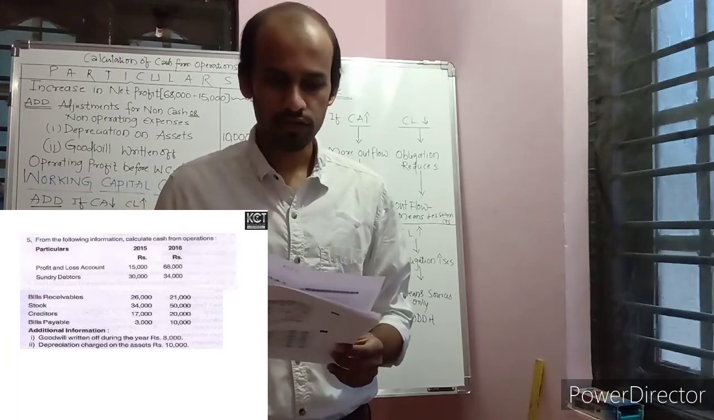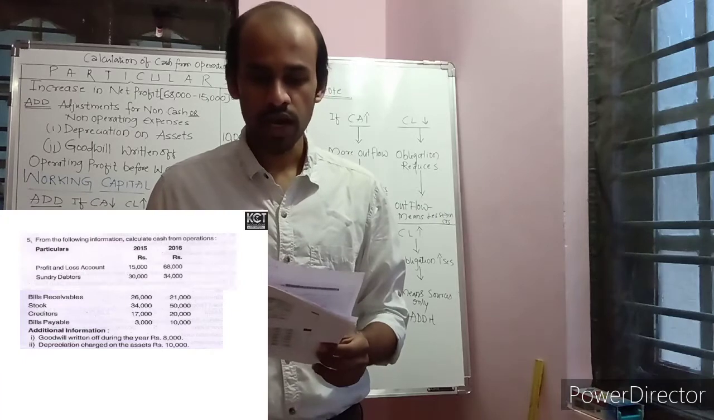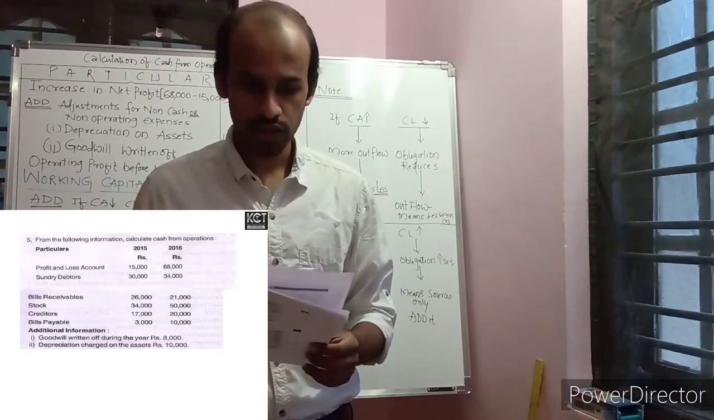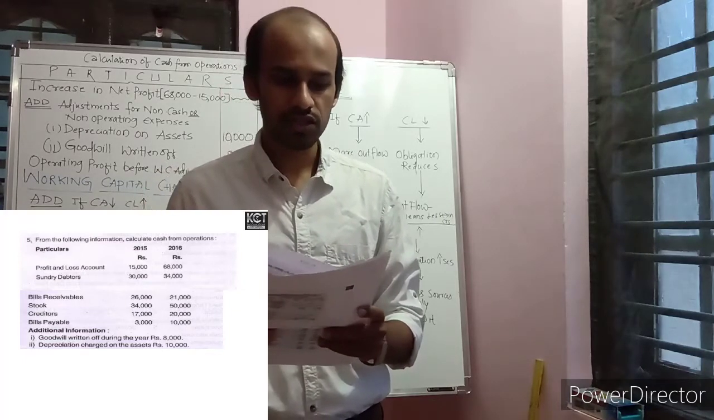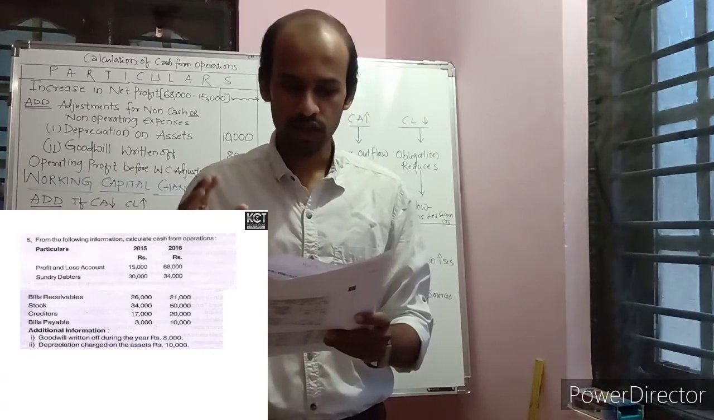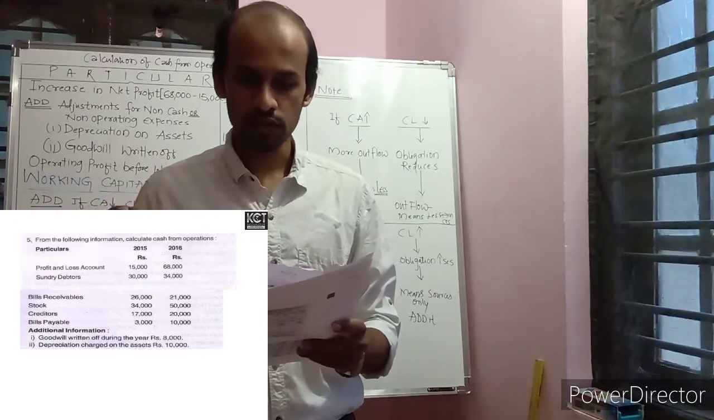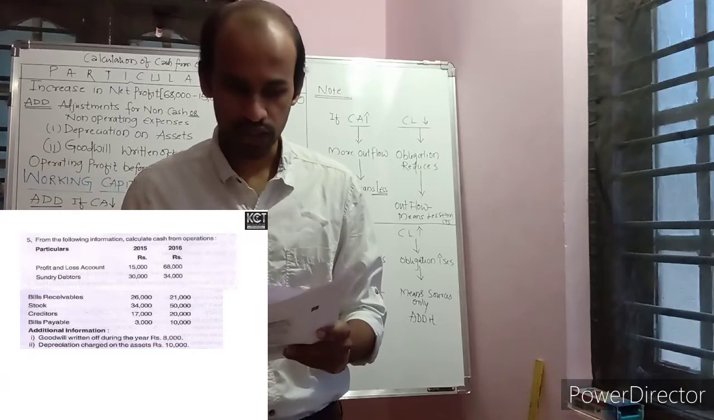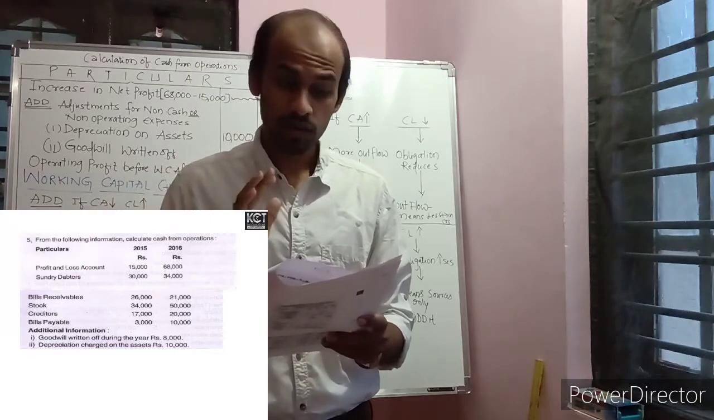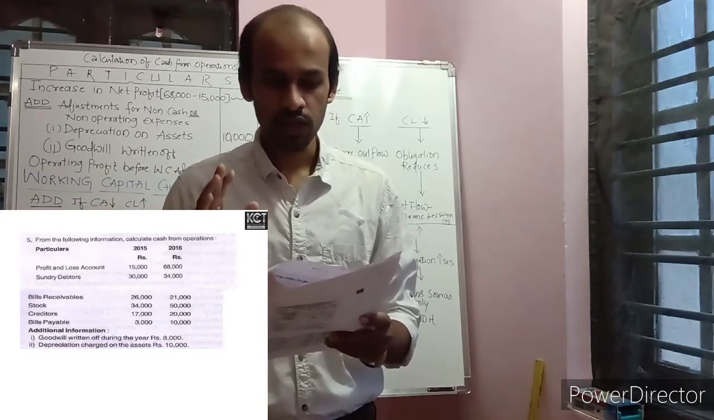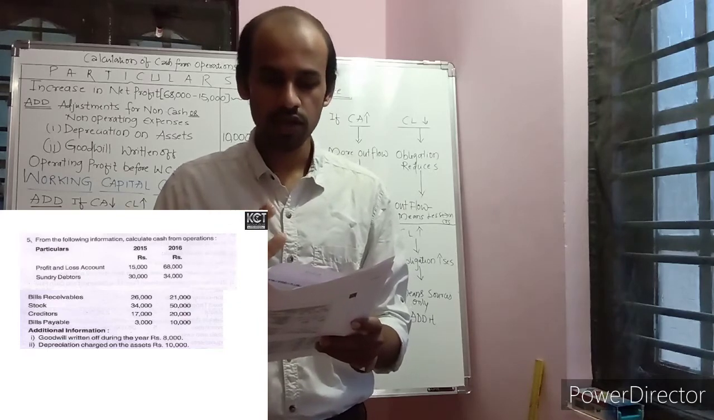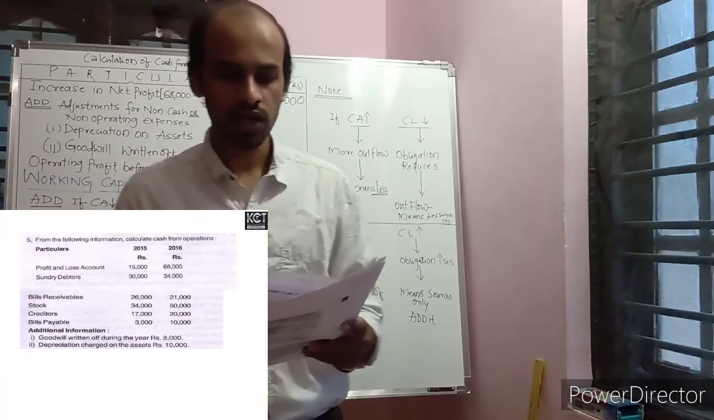Next, stock value they have given is 34,000, and it is increased to 50,000. Then creditors in the year 2015 is 17,000, and it is increased to 20,000. Then they have given bills payable in the year 2015 as 3,000, and it is increased to 10,000.